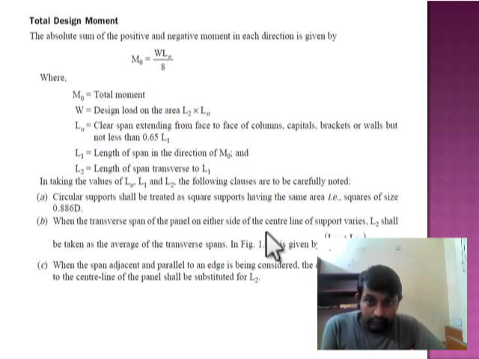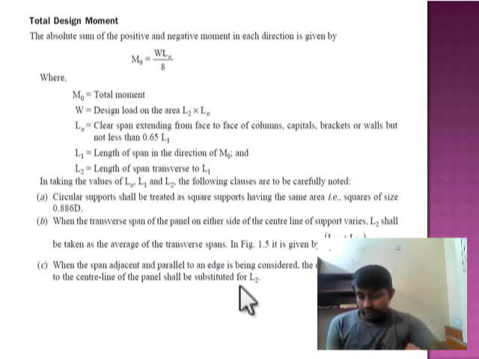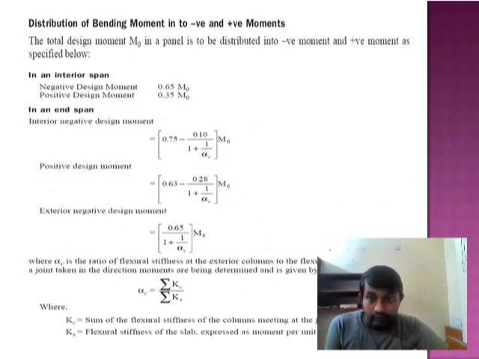In taking the values of L1, Ln and L2, the following clauses are to be carefully noted. Circular supports should be treated as square supports having the same area, that is a square of size 0.886 D. When the transverse span of the panel on each side of the support differs... For an interior span, the total design moment in a panel is to be distributed into negative moment and positive moment as specified below.